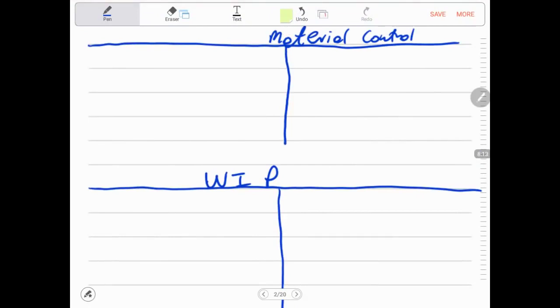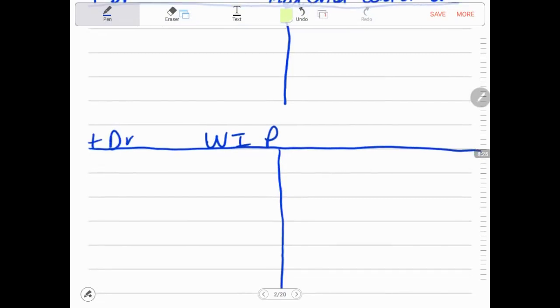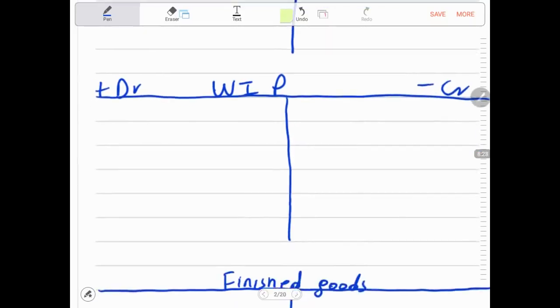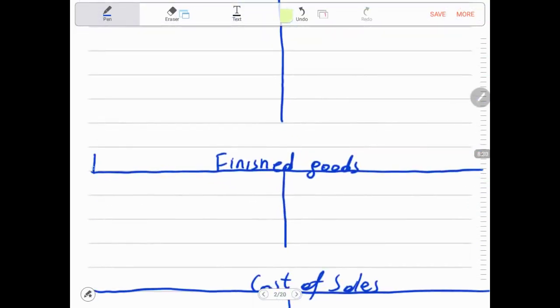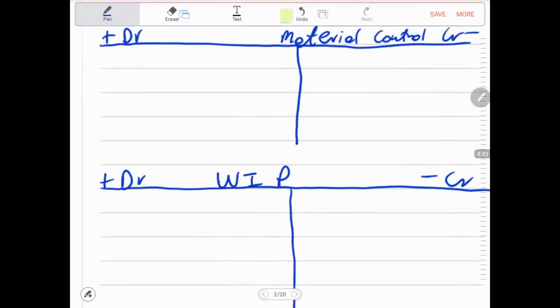So now we know that first of all, material is an asset. It increases on the debit side and decreases on the credit side. And work in process is also an asset, increases on the debit side and decreases on the credit side. And finished goods also are an asset. They increase on the debit side and they decrease on the credit side. And cost of sales increases on the debit side and decreases on the credit side. So have this at the back of your mind.